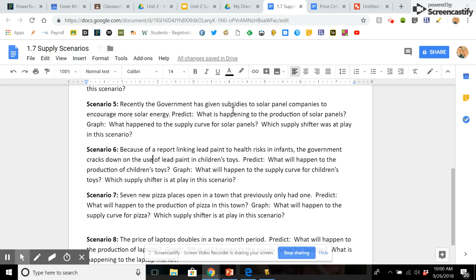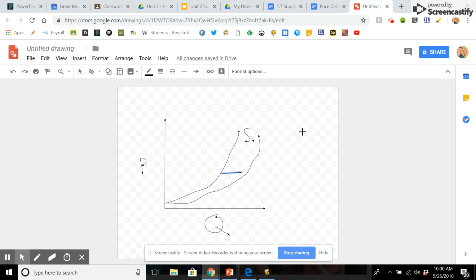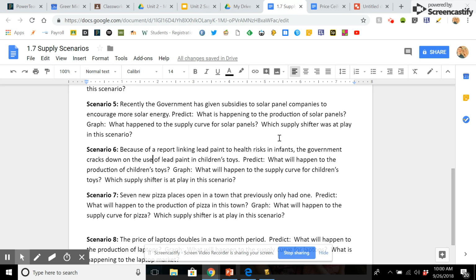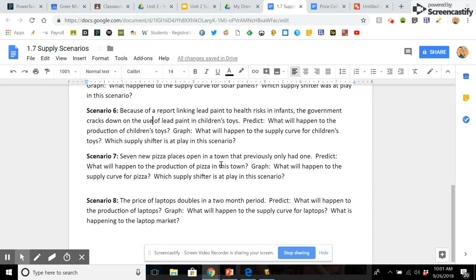All right, 5. The government gives subsidies. Remember what a subsidy is? It's when the government gives a company money, such as solar panel companies, to encourage more solar energy. What's happening to the production? Well, what happened to the supply line? Well, if the government is going to give you money, you're going to produce more. That makes sense, right? So you're going to have this same graph. You're going to have an increase in supply. This is a supply shifter. The supply shifter at play is going to be government subsidy, okay?